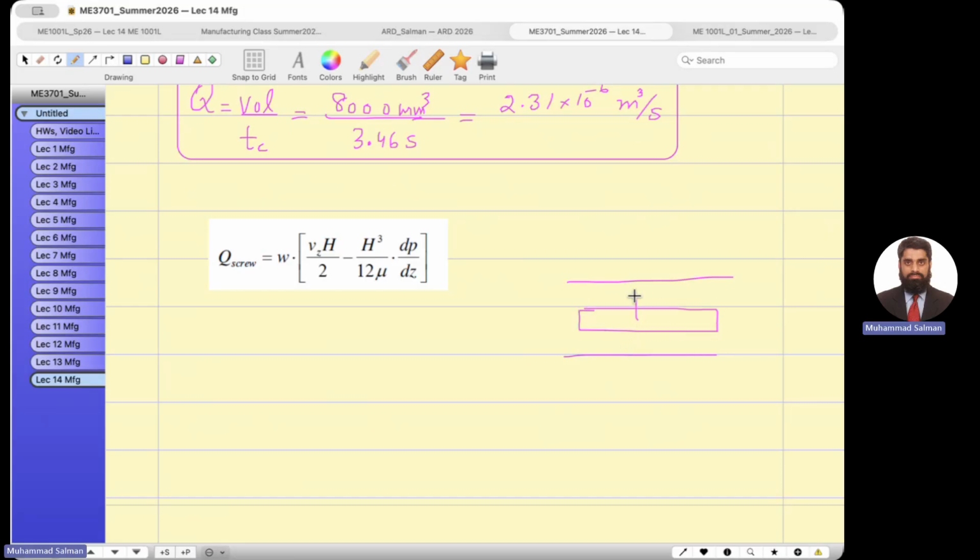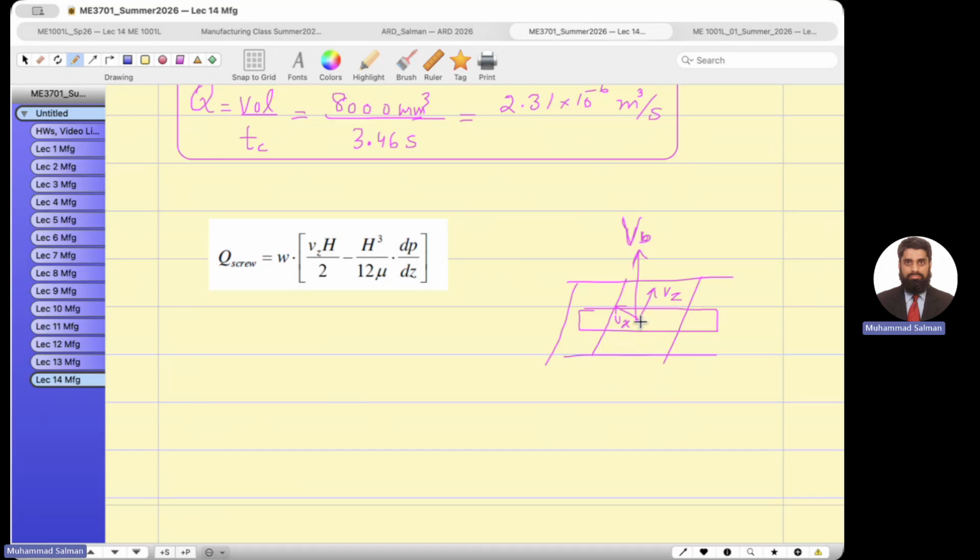So this is my screw. The velocity of the barrel or the screw is the same velocity, but it has two components. One is along the helical line. These are the helical lines. Along the helical lines, and one is perpendicular to the helical line, which is the stirring velocity. So Vz.